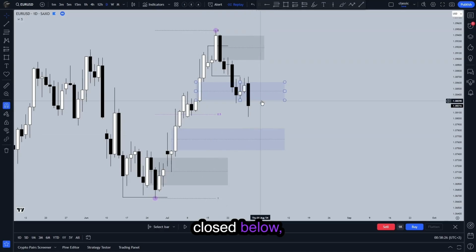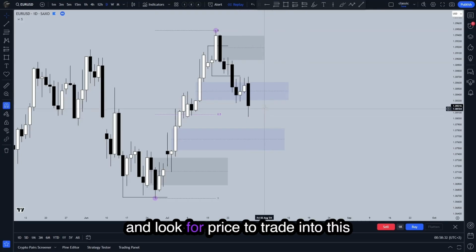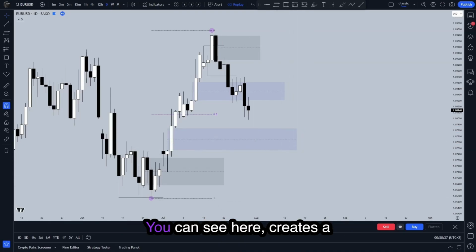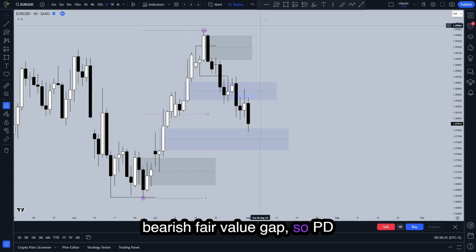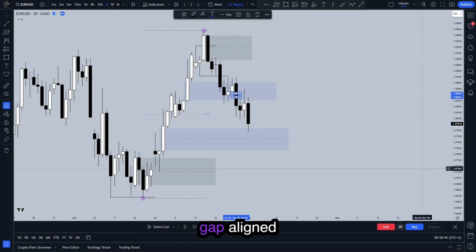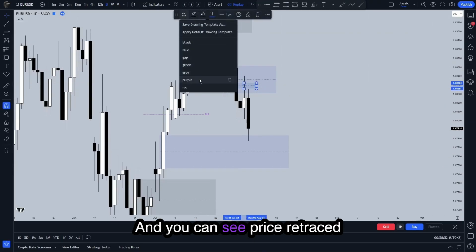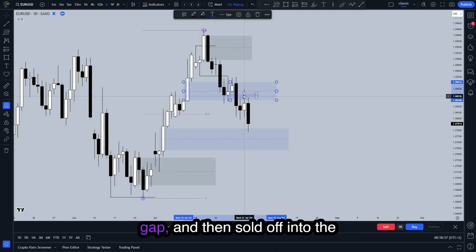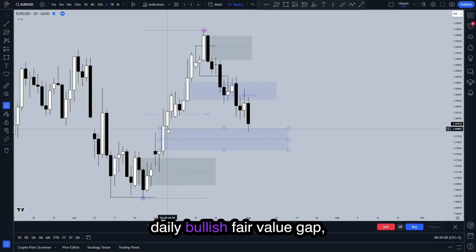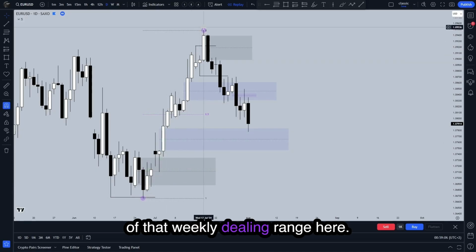Goes below. Now I want to see this inverse fair value gap act as resistance and look for price to trade into this lower bullish fair value gap. Let's see here, trades into the fair value gap. So PD array alignment: inverse fair value gap aligned with bearish fair value gap. And you can see price retraced into the EQ of the inverse fair value gap and then sold off into the daily bullish fair value gap, which is also resting in the discount of that weekly dealing range here.